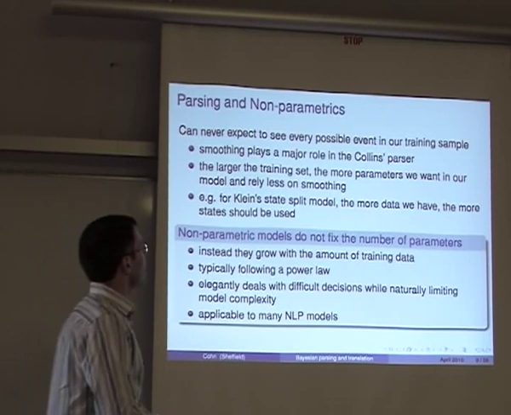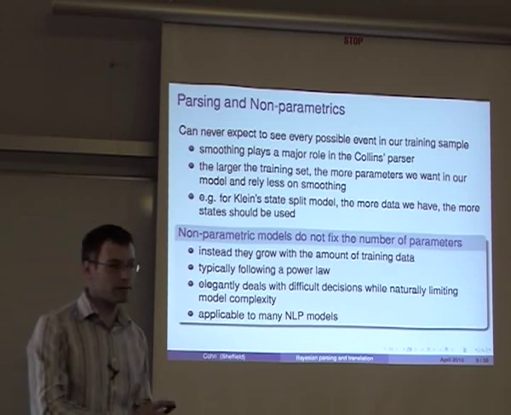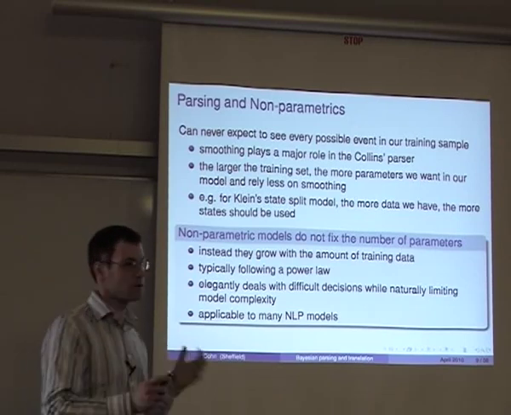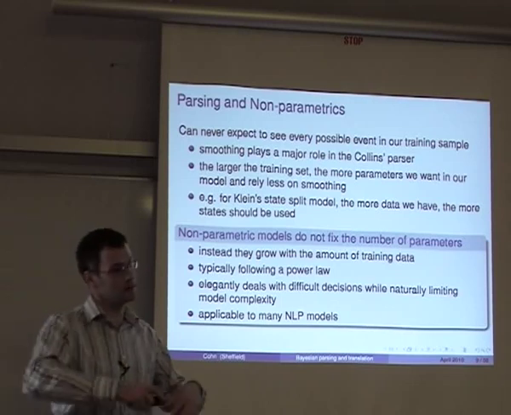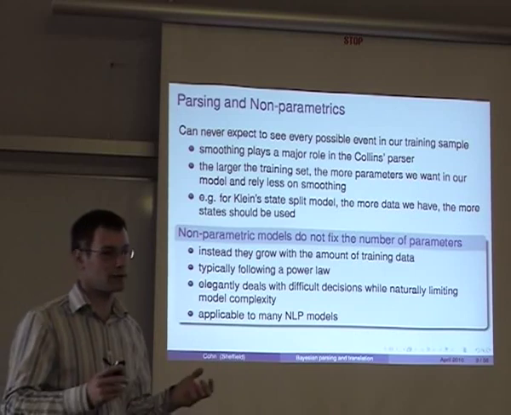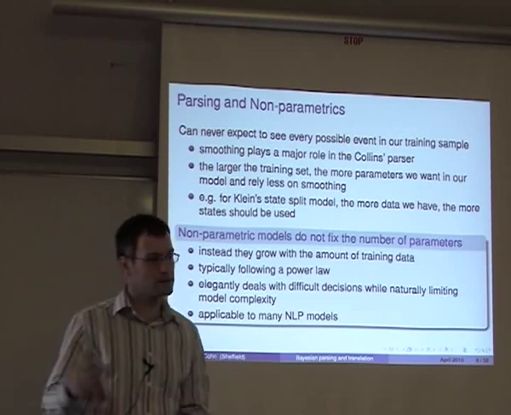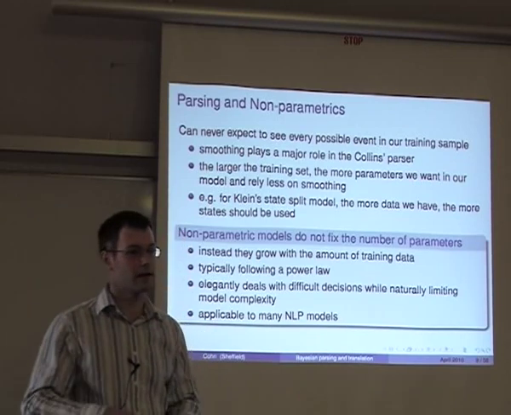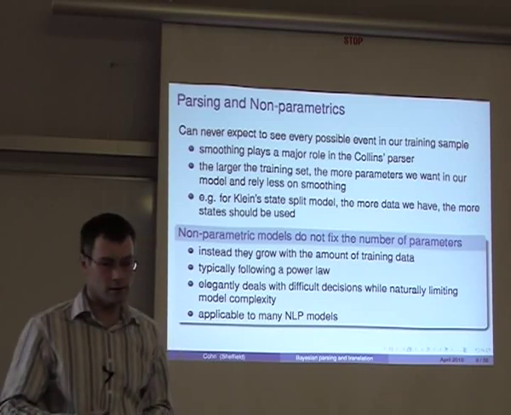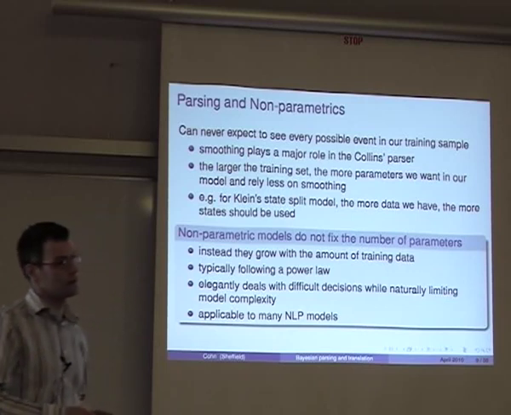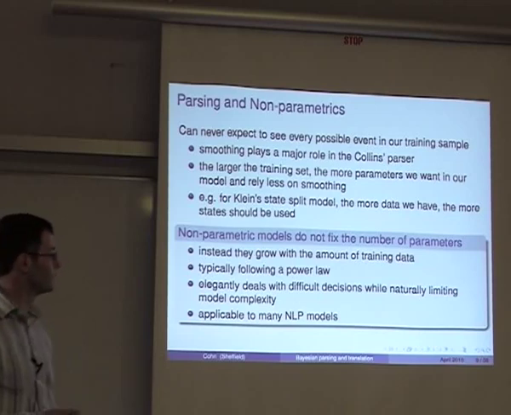Okay, so there's one kind of problem in that you can never expect to see every possible event in your training sample. So smoothing is absolutely critical to these models. And the larger the training set, the more data we have, the more parameters we want in our model, and we want to smooth less. So if we've seen a massive million tree training set, then we probably don't have to smooth very much at all. If we've only seen a few thousand, then we're going to have to smooth a lot. So a lot of the models in the literature don't really take this into account. They're very much designed for the data set that they're being trained on.